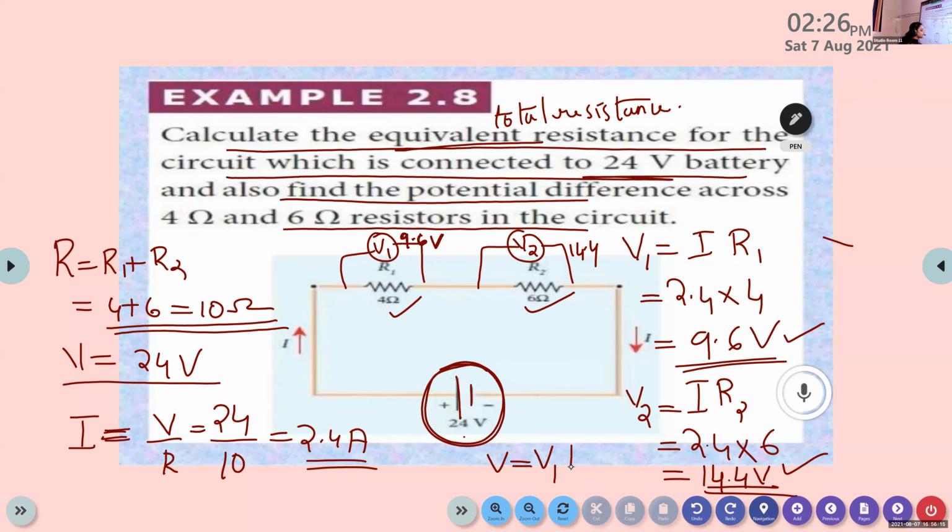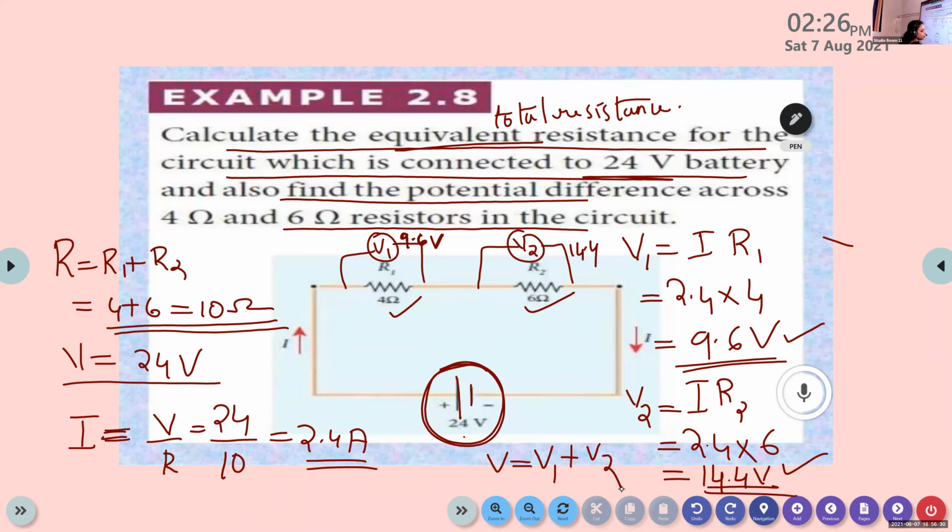So we can check whether the answer is right or wrong by adding these two voltages. V is equal to V1 plus V2. So here we have 9.6 plus 14.4, that is equal to 24 volt. So we can say that our answer is right. Is it clear? Okay.